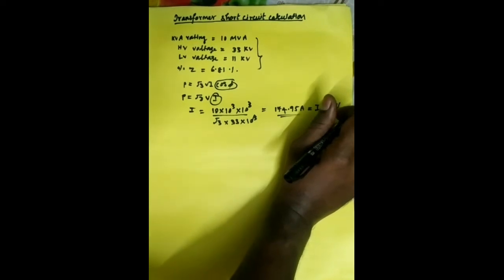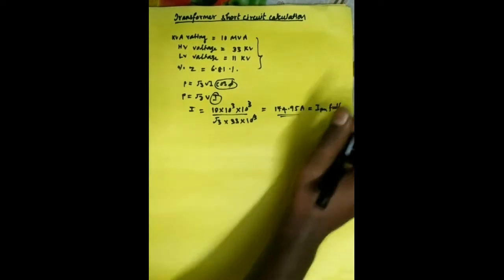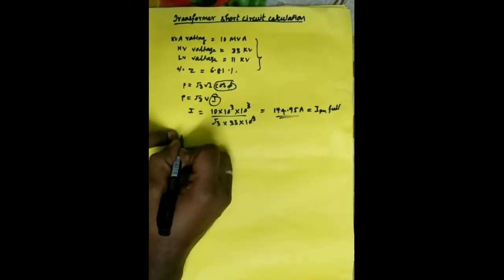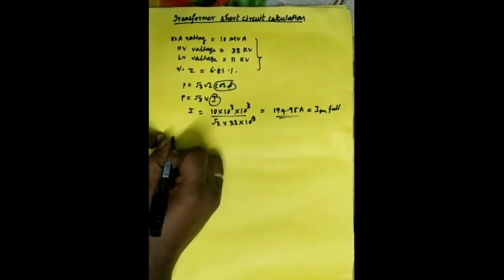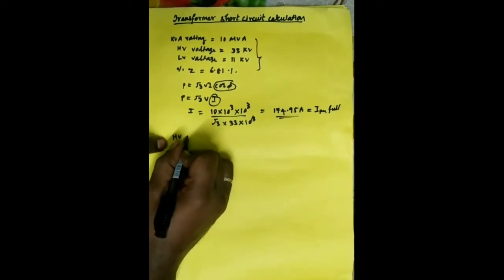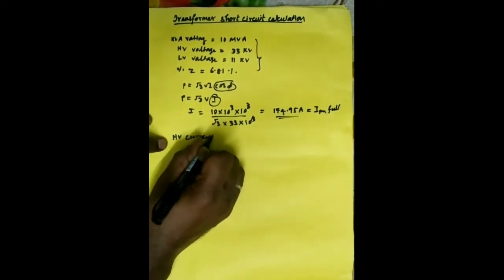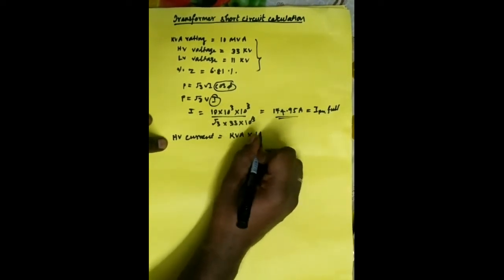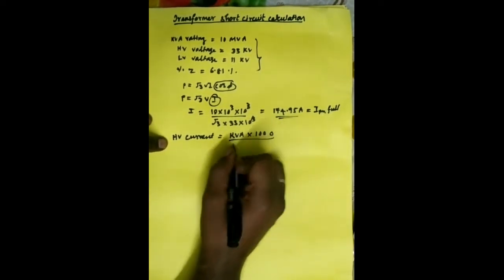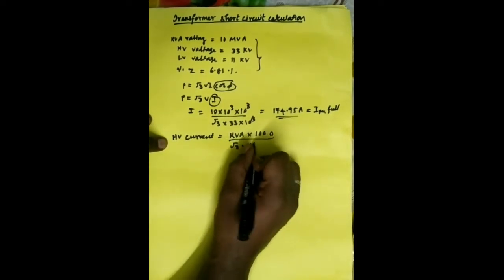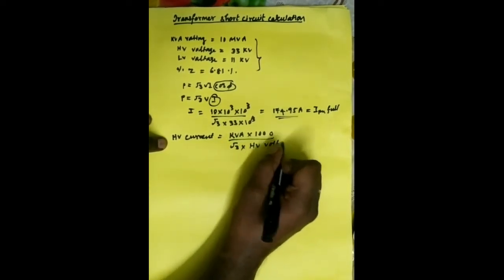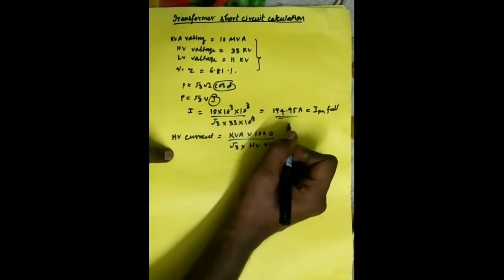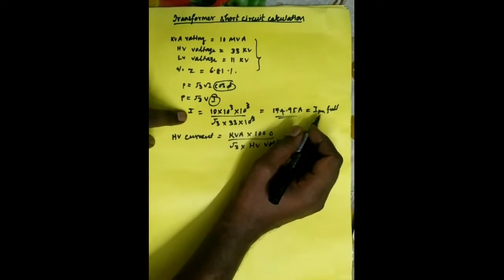Actually, primary and secondary full load current will be mentioned by the manufacturer in the nameplate itself. Or you can use another formula also for finding this current, HV current. HV current equal to kVA into 1000 divided by root 3 into HV voltage. Anyway, both are same formula. Okay, we have found out primary full load current.